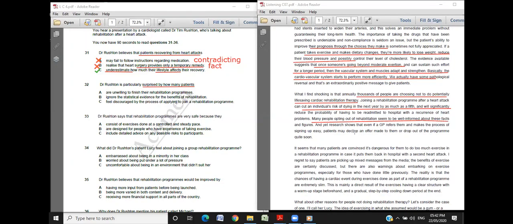and yet research shows that even if a GP makes the process easy for them, so that rules out option C, the process of applying to join, because even if the process is difficult, the GP is there to help them out to make it easy for them. Still, they decline an offer made to them or drop out of the program quite soon. So it's not that they pick it up first and then they give up, but they decide not to do it. And even if they do it, they later on give up.